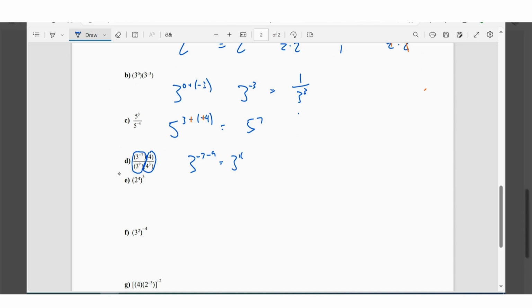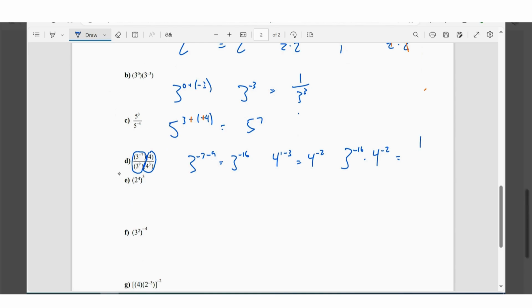That's going to leave us with 3 to the negative 16. Let me write that a little better. Negative 16. And the 4 is going to be 4 to the 1 minus 3, which leaves us with 4 to the negative 2. So we end up with 3 to the negative 16 and 4 to the negative 2.